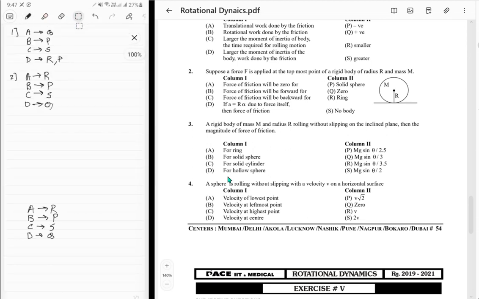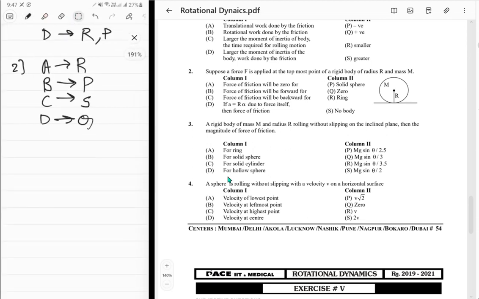Alright, next. So third, a rigid body of mass m, radius r, rolling without slipping on the inclined plane. Then the magnitude of force of friction. Okay, D. So it's just the normal conventional symbols and everything, right? Oh, so for different things you have different inertia, okay, I understand. So rolling without slipping on the inclined plane, and the magnitude of force of friction.